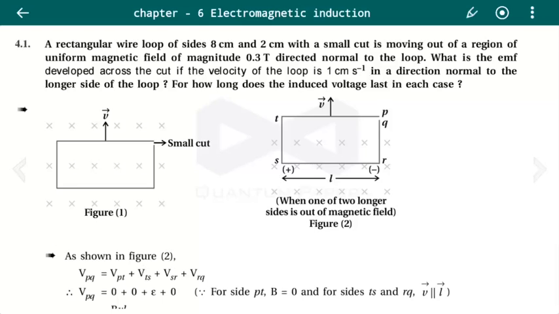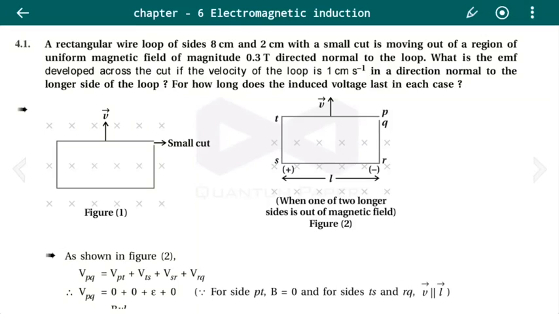Now let us solve numerical number 4. A rectangular wire loop of sides 8 cm and 2 cm with a small cut is moving out of a region of uniform magnetic field of magnitude 0.3 Tesla directed normal to the loop. What is the EMF developed across the cut?